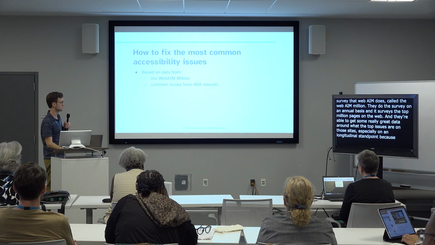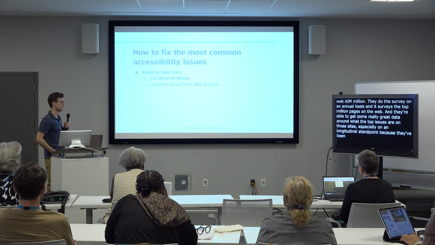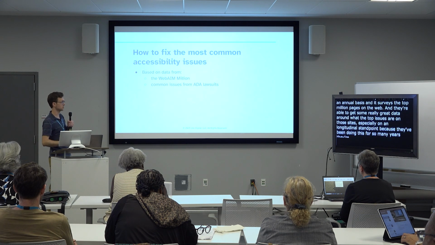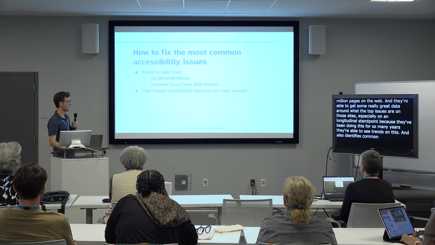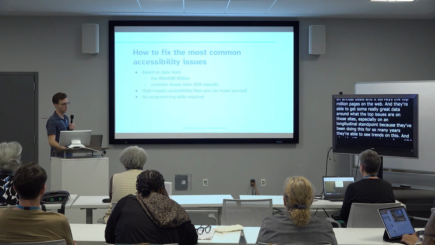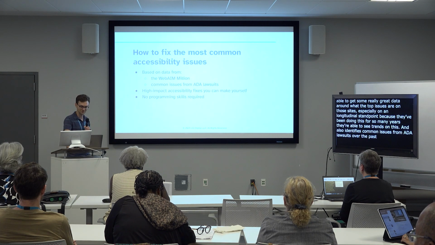They're able to see trends about that. And then it's also based on common issues from ADA lawsuits over the past 5 years. So all of these things that we'll look at today are high impact accessibility fixes that you can make yourself and with no programming skills required.